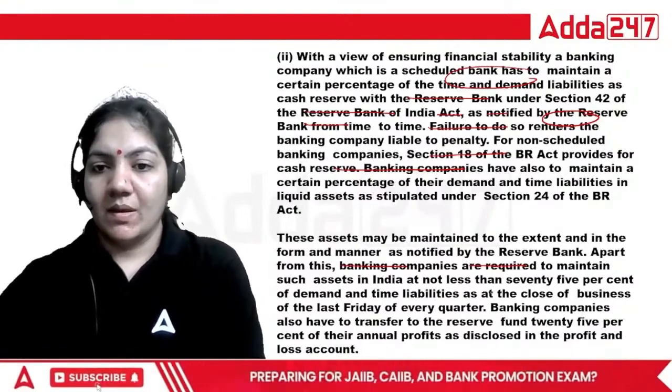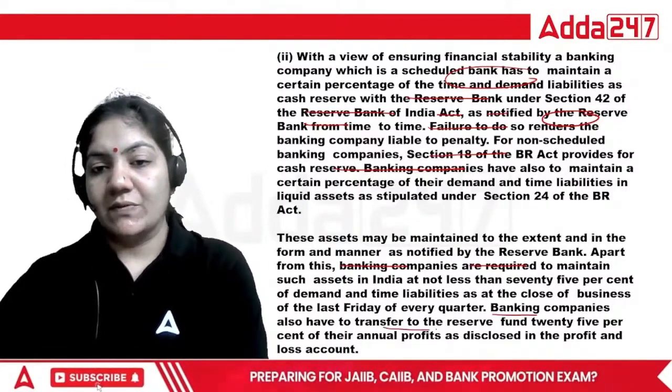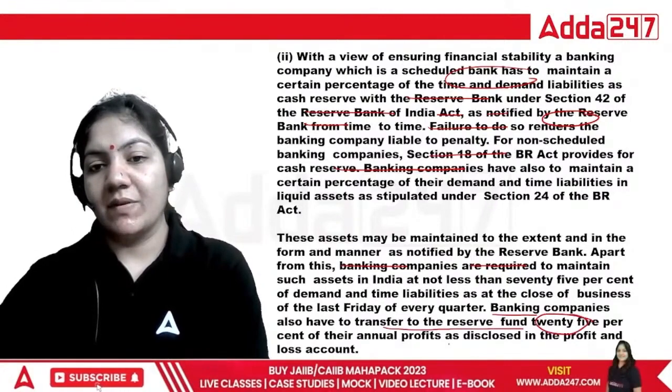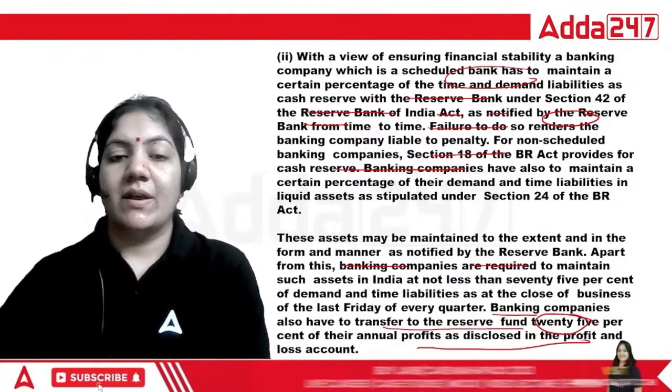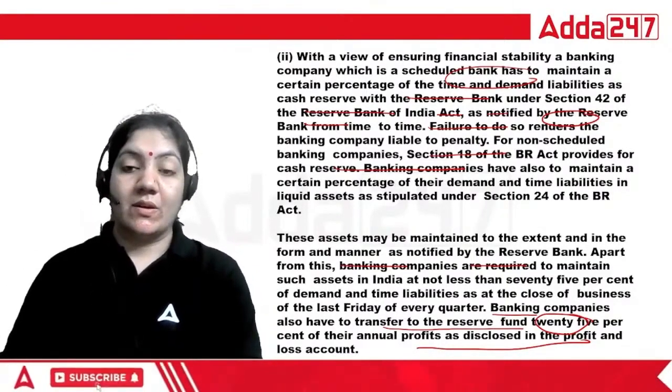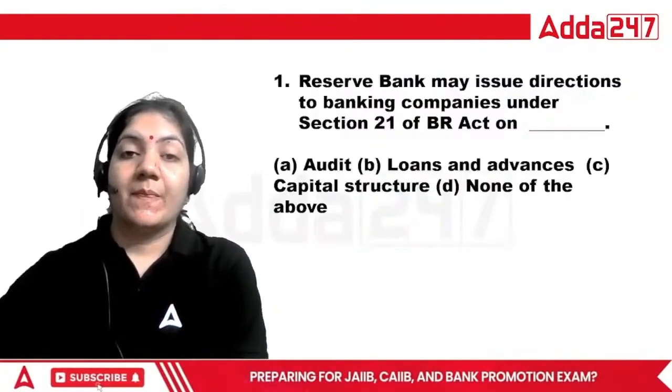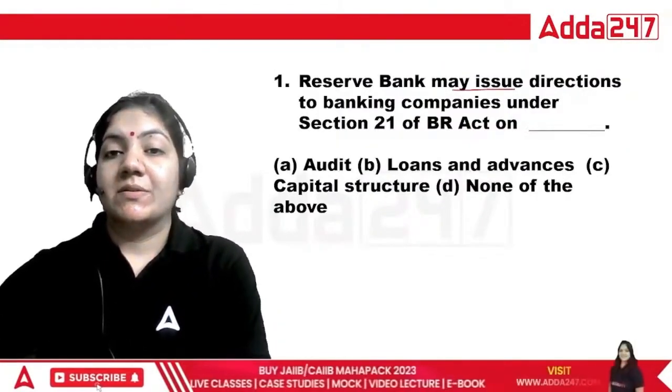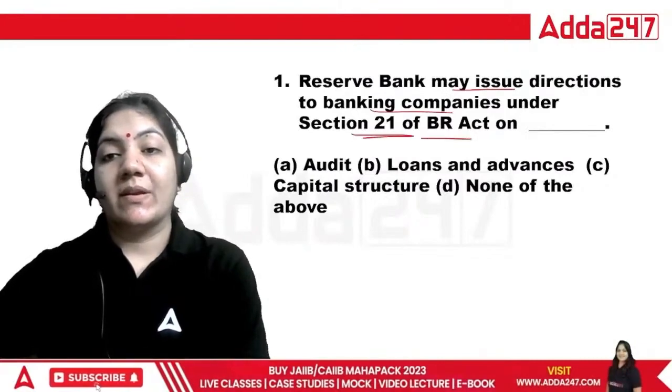The banking company has also to transfer to the reserve fund 20% of the annual profit disclosed in the annual profit and loss account. So this 20% is also important. The Reserve Bank may issue directions to the banking company under Section 21 of the Banking Regulation Act.